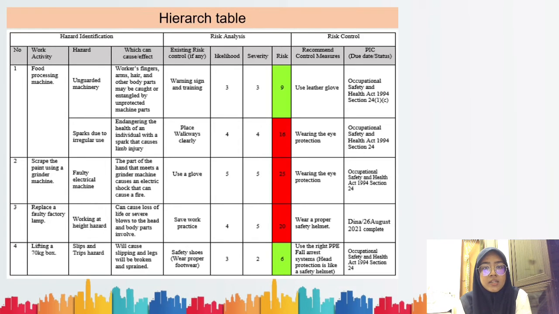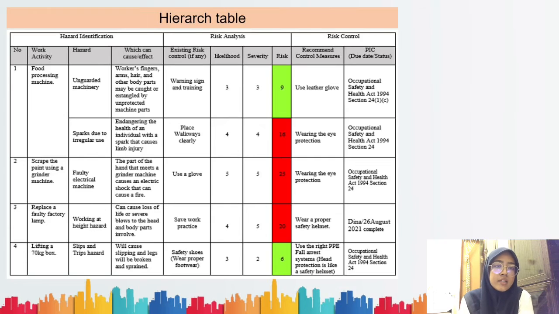And for the risk, it is very low, which is 9. And the recommended control measure is to use leather gloves. The PIC is Occupational Safety and Health Act 1994, Section 24.